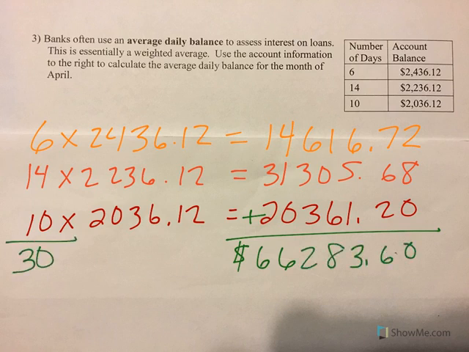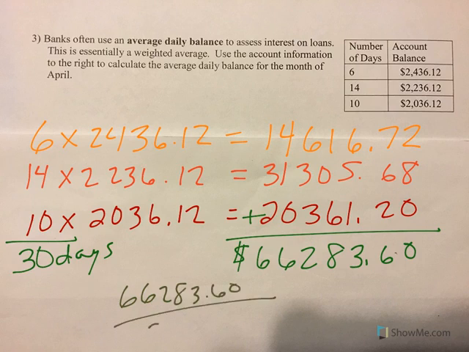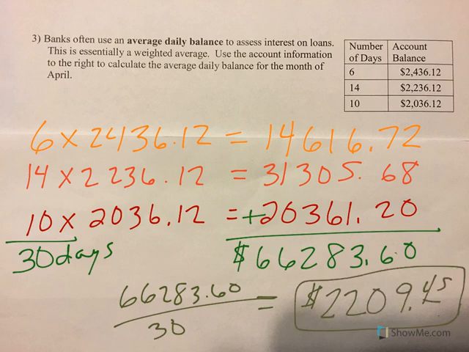In my total days, I had 30 days. So if I divide total monies, 66,283.60, divided by my 30 days, then my average daily balance is $2,209.45. And that's using weighted averages to assess the average daily balance in the course of a month.